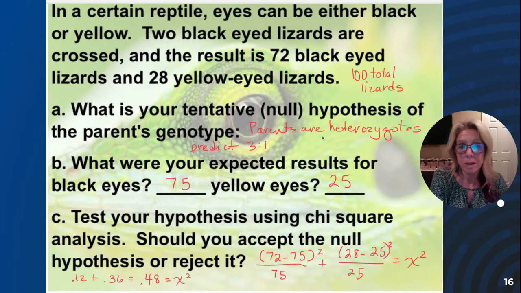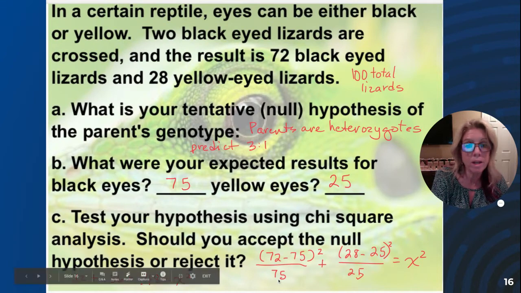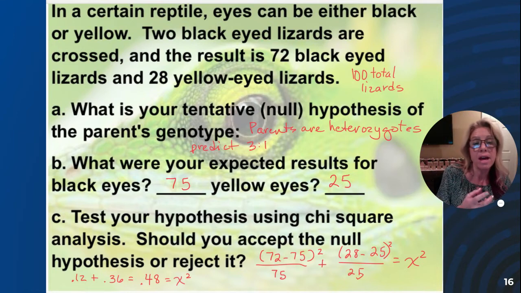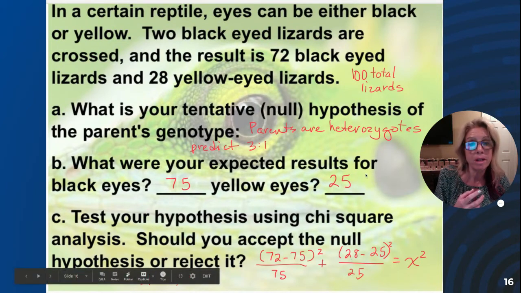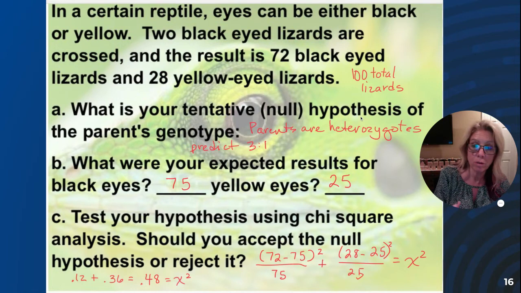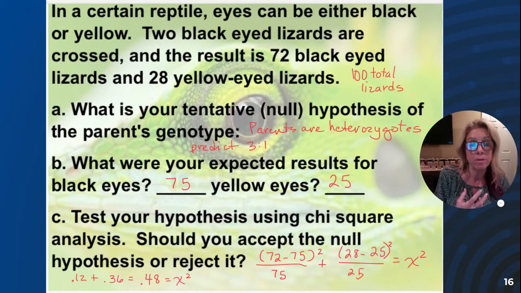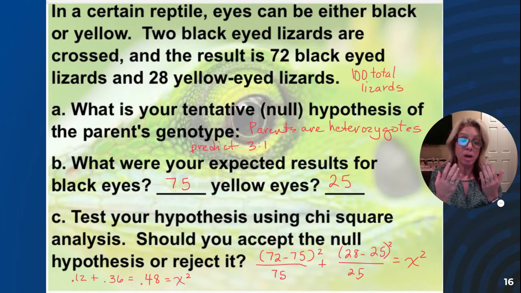There are 100 total lizards. Parents are heterozygotes. I predict 3 to 1, so I would expect 75 and 25. What did I get? 72. So 72 minus 75 squared over 75 is 0.12, if you look in the bottom left-hand corner. Then I got 28 yellow, so 28 minus the 25 that I expected, squared, over 25 is 0.36. I add those together, and that is 0.48. That's my chi-squared value. So how many degrees of freedom did I have? Well, I had two kinds of offspring, right?